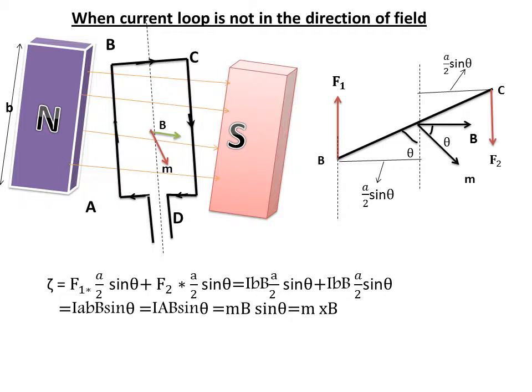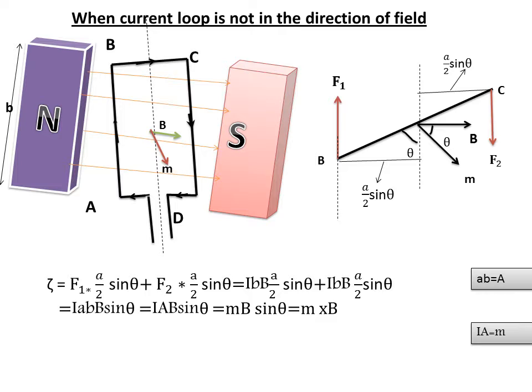As both of them are in the clockwise direction, we can take both as positive. Now substituting the value of F1 and F2, we have I small b capital B into a by 2 sin theta plus I small b capital B into a by 2 sin theta. On adding these two terms, we have I small a small b into capital B into sin theta. A into B is the area of the loop. So we can write I into capital A into capital B into sin theta. Again I into A is m, the magnetic dipole moment. So now tau is equal to mB sin theta.